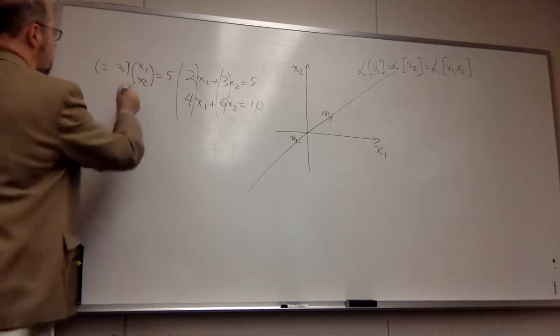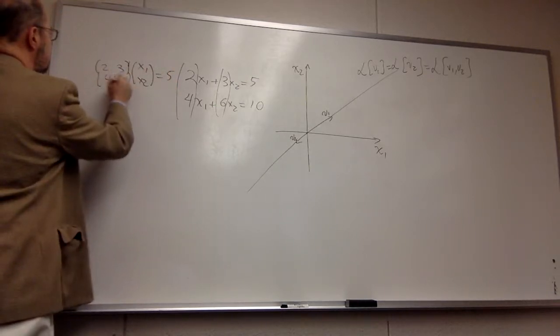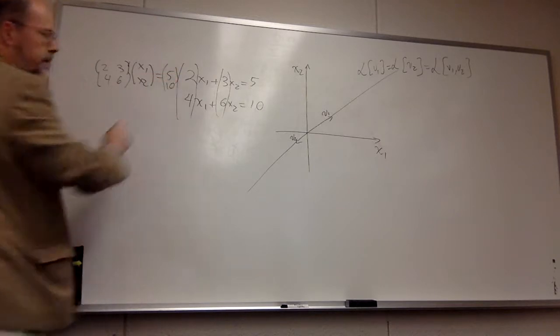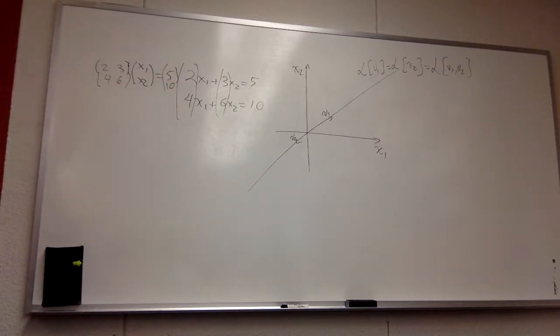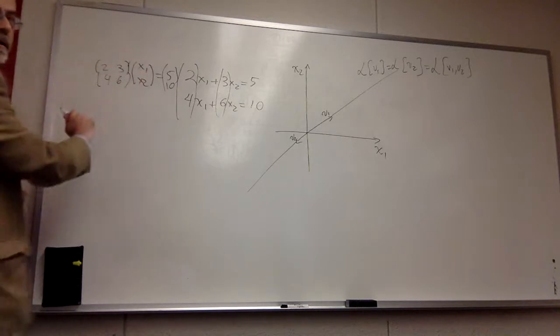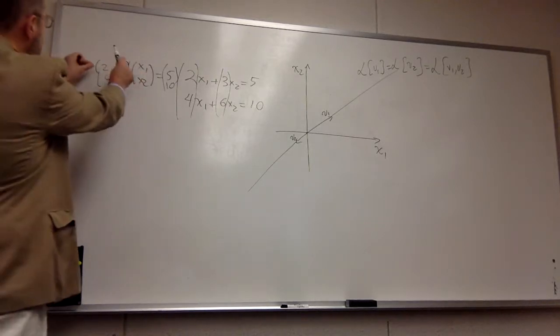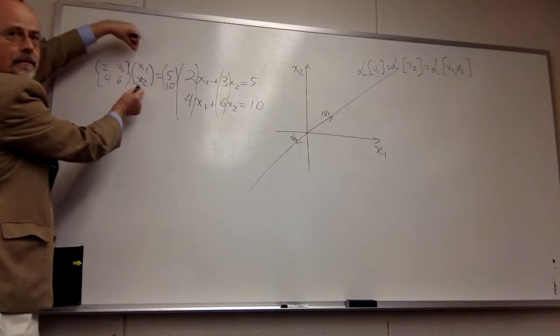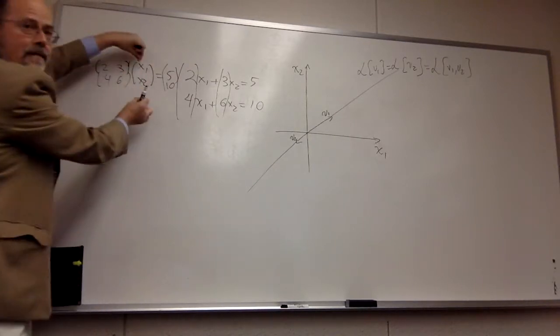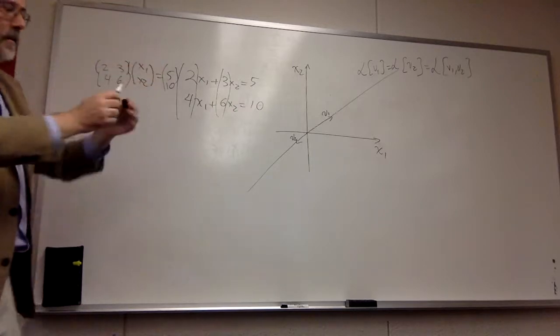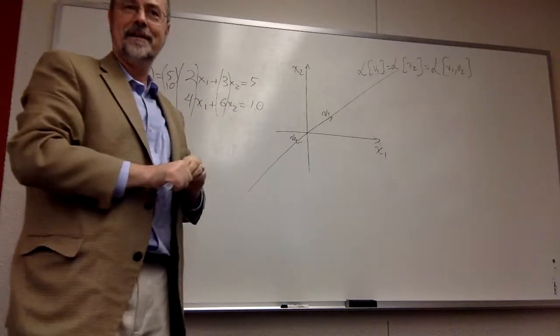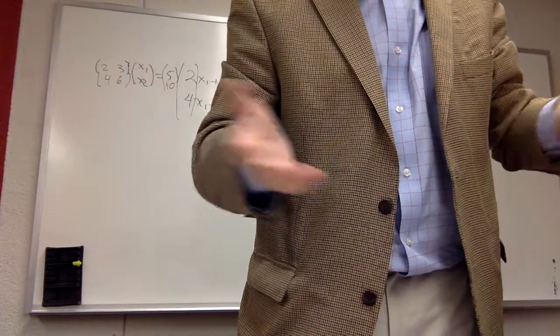Let's put it all: 4, 6, and then 5 and 10. So what this multiplication does is it creates a point from this vector, and a point from that vector. But it's based on the same vector, so it's not going to give you additional information.